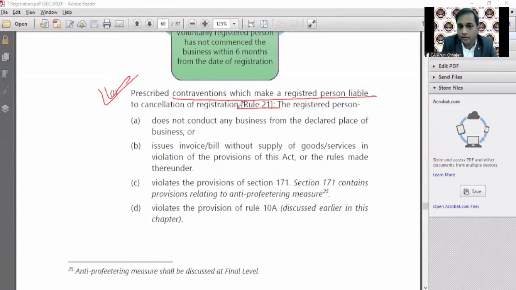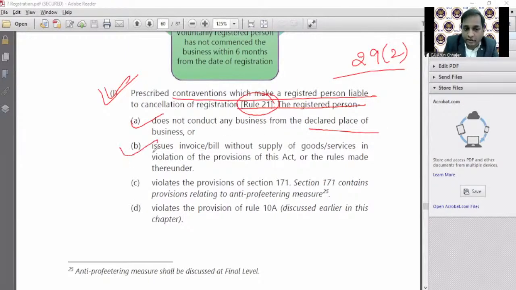So we have discussed 29 subsection 2. Proper officer can cancel the registration in certain circumstances: not started the business within 6 months, not filed the return for 6 months, composite taxable person. Additionally, rule 21 talks about not conducting the business from the declared place of business, and not issuing the invoice or bill without making the supply. So fake invoicing; anti-profiteering provision not applicable.